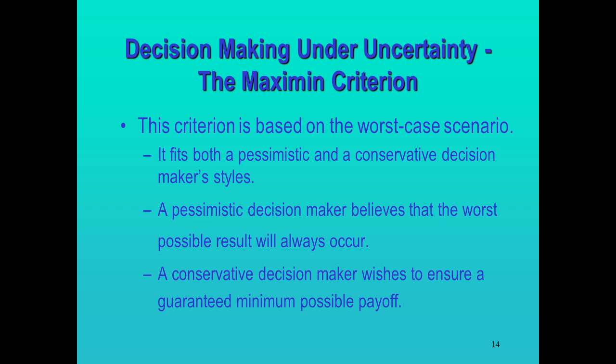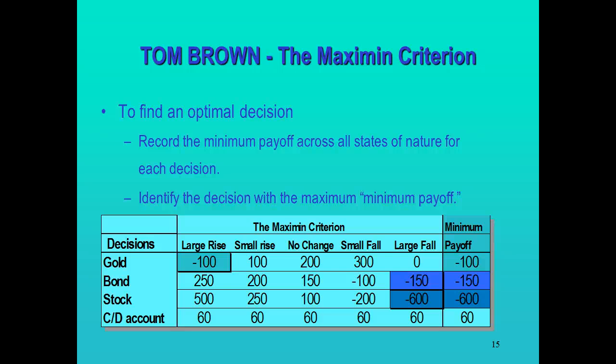Okay. So this is based on the worst case scenario. It fits both a pessimistic and conservative decision maker. A pessimistic decision maker believes that the worst possible result will always occur. And a conservative decision maker wants to lock in a guaranteed minimum. So what this name implies, maximum, it's saying take the maximum of all the minimum payoffs. Okay, that's what the name, maximin, means. Take the maximum of all the minimum payoffs.